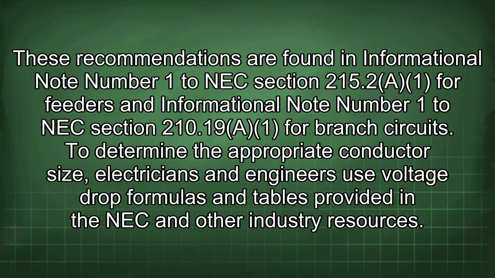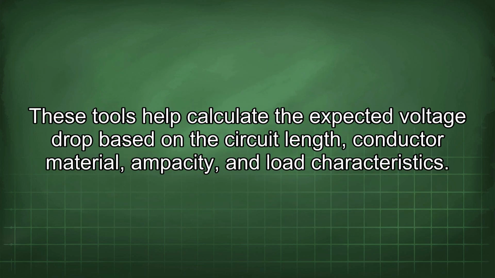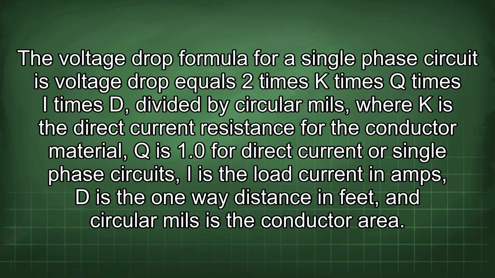To determine the appropriate conductor size, electricians and engineers use voltage drop formulas and tables provided in the NEC and other industry resources. These tools help calculate the expected voltage drop based on the circuit length, conductor material, ampacity, and load characteristics. The voltage drop formula for a single-phase circuit is voltage drop equals 2 times K times Q times I times D, divided by circular mils, where K is the direct current resistance for the conductor material.